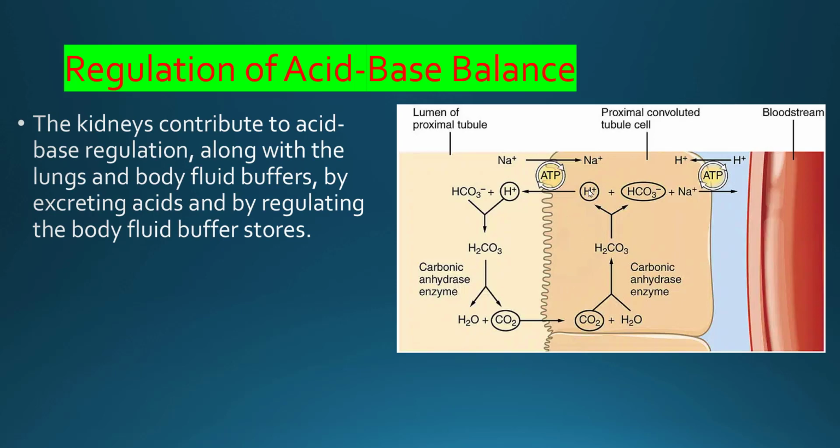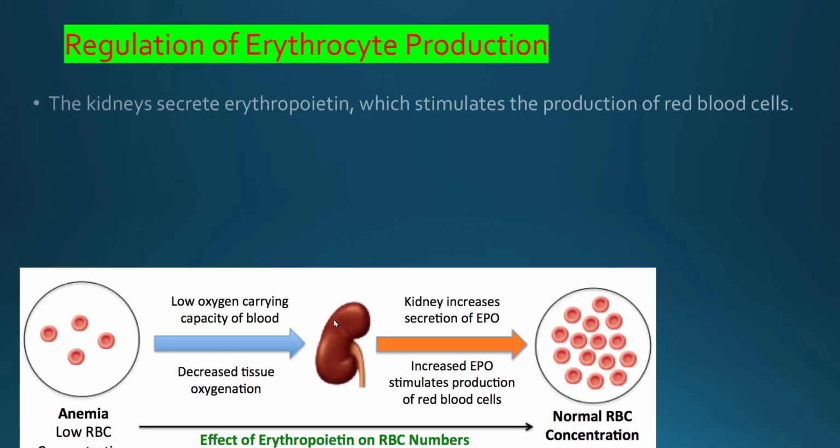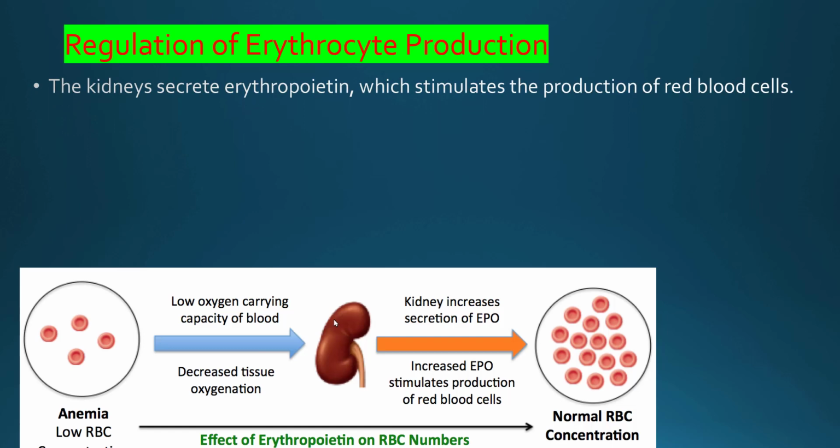Regulation of acid-base balance. The kidney contributes to acid-base regulation along with the lung and body fluid buffers by excreting acid and by regulating the body fluid buffer stores. Here the bicarbonate is taken into the blood and the hydrogen ions are excreted into the lumen and then removed through the urine from the body, and in this way take part in regulation of acid-base balance.